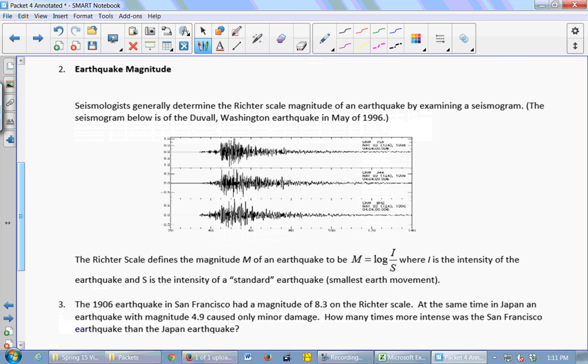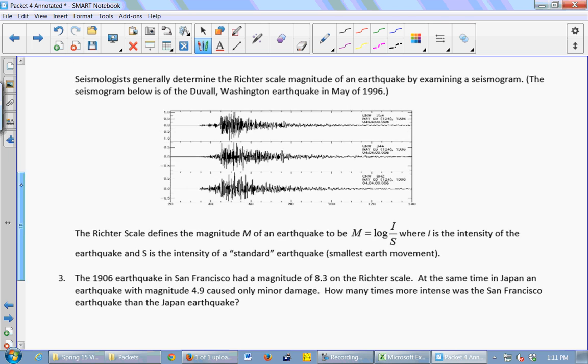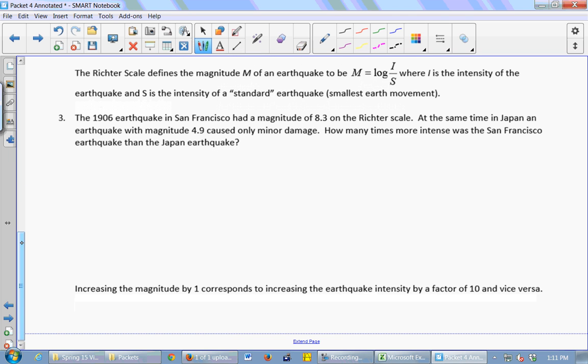Seismologists generally determine the Richter scale magnitude of an earthquake by looking at a seismogram, right? And this is a typical one. The Richter scale defines the magnitude of an earthquake, M, to be the log of I over S, where I is the intensity of the earthquake as measured by the seismogram, and S is the intensity of what we call a standard earthquake. It's the smallest detectable movement by a seismogram. Okay. So S is just some number. I don't know what it is, and it doesn't matter, but it's a constant. It's a number.